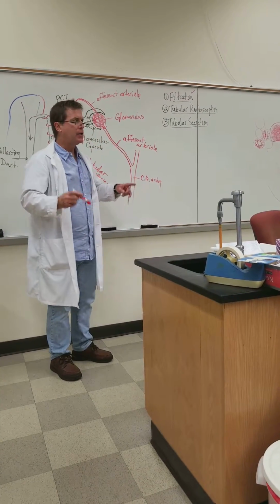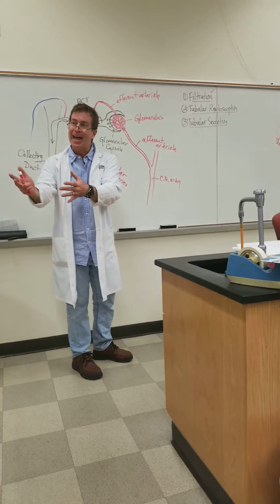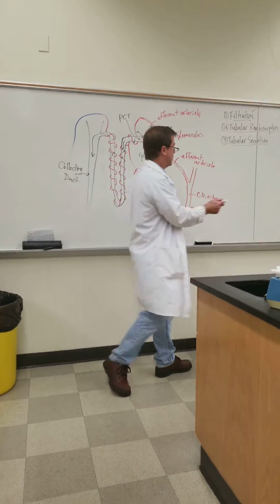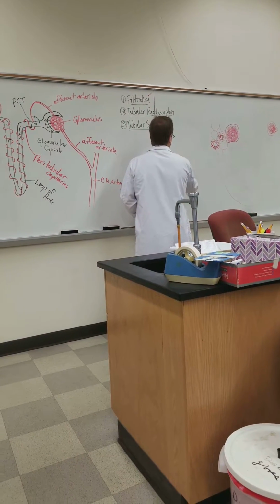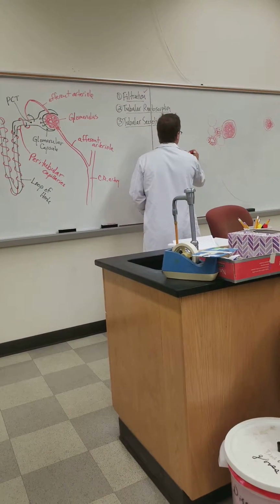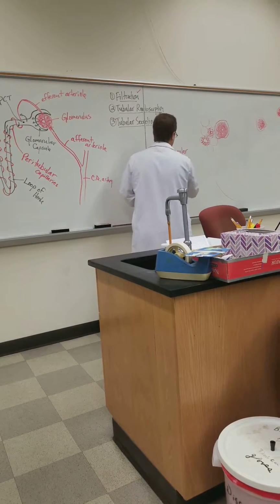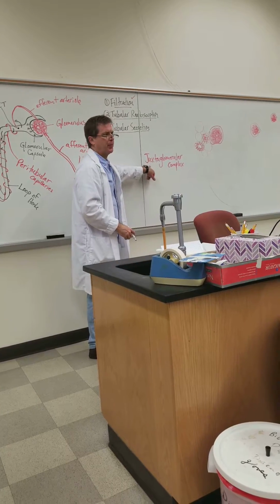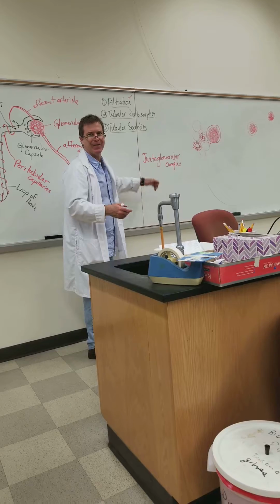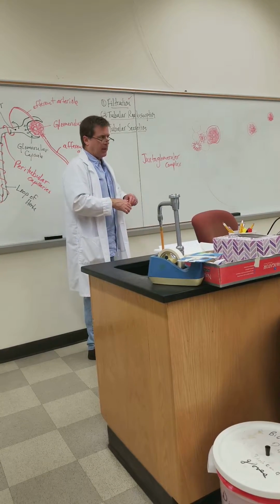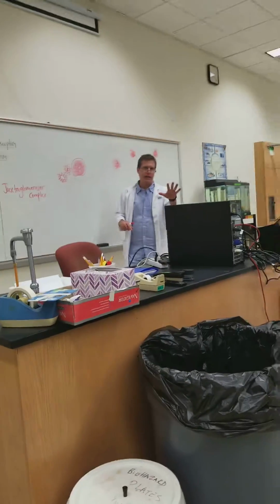I'll write it out. Juxta means next to. Glomerulus means glomerulus. So it means next to the glomerulus, there's a complex. So the juxtaglomerular complex. I want you to know the name. I'll say JGC now because it's easier for me to say, if I ask you on test day.